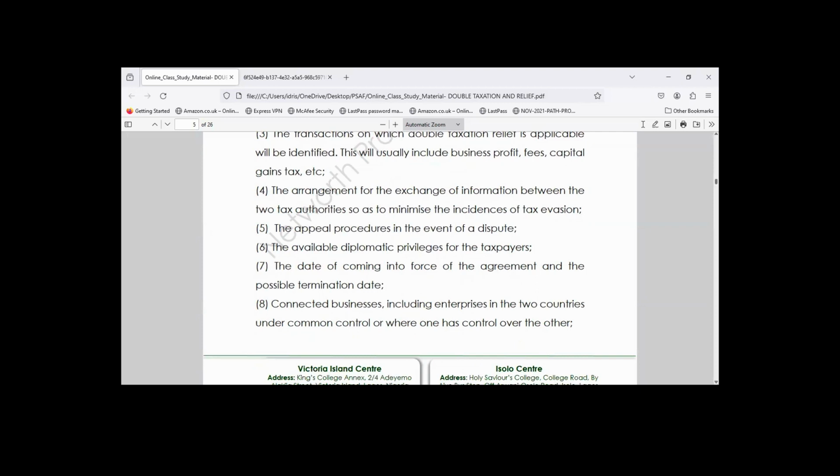Another one, the appeal procedure in the event of a dispute. The date on which the double taxation relief agreement will be effective and the possible date of termination. They will say this double taxation agreement that we signed is going to run for 5 years. It's going to start on such-and-such a date and end on such-and-such a date.